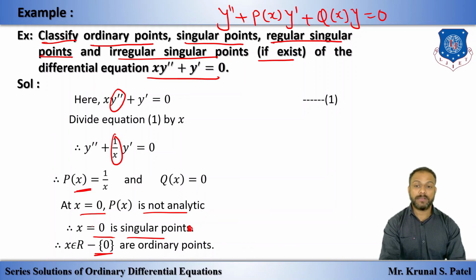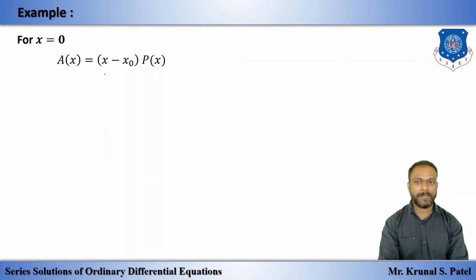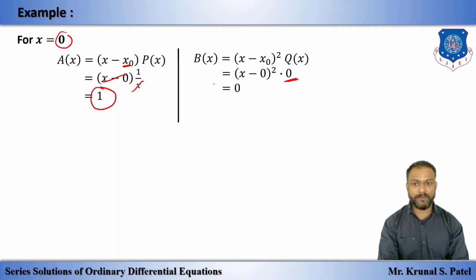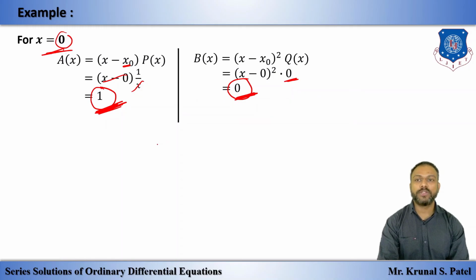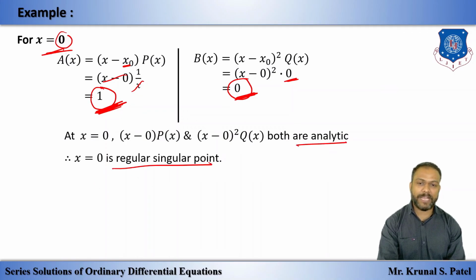Now x equal to 0 is a singular point, so we have to check whether it is regular singular or irregular singular. For x equal to 0, first we find a of x. x0 is 0, so by cancelling this x we have 1, and similarly we have b of x, x minus x0 whole square into q of x, and q of x is 0, so the entire thing is 0. Now we have to put x equal to 0 in these two answers, but we don't have x, we have direct finite answers 1 and 0. So at x equal to 0, both values are analytic, that means finite, so x equal to 0 is a regular singular point. It is not necessary that every example has both a regular singular point and an irregular singular point. It depends on the question.